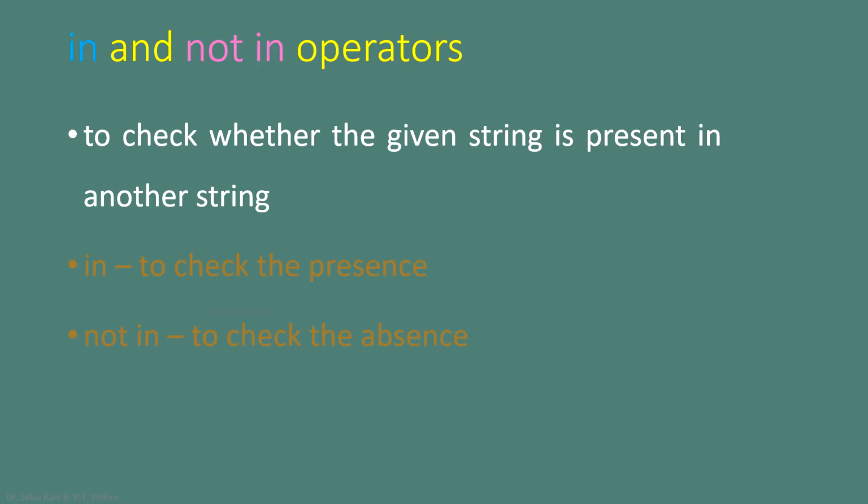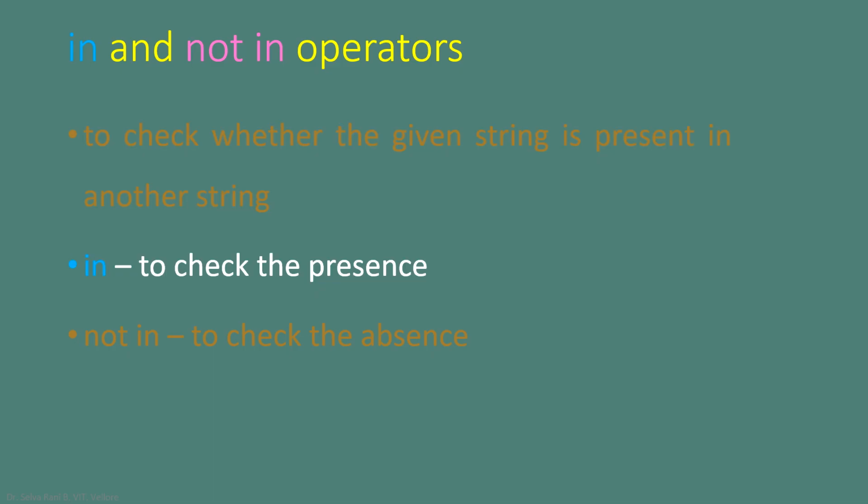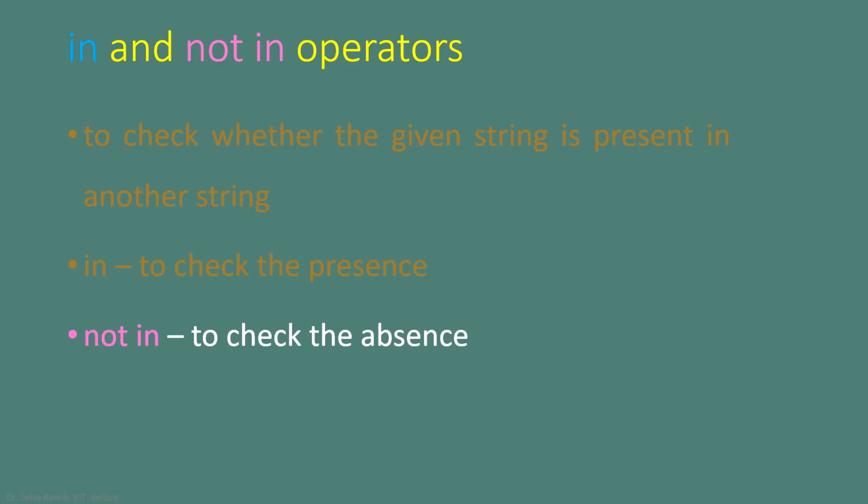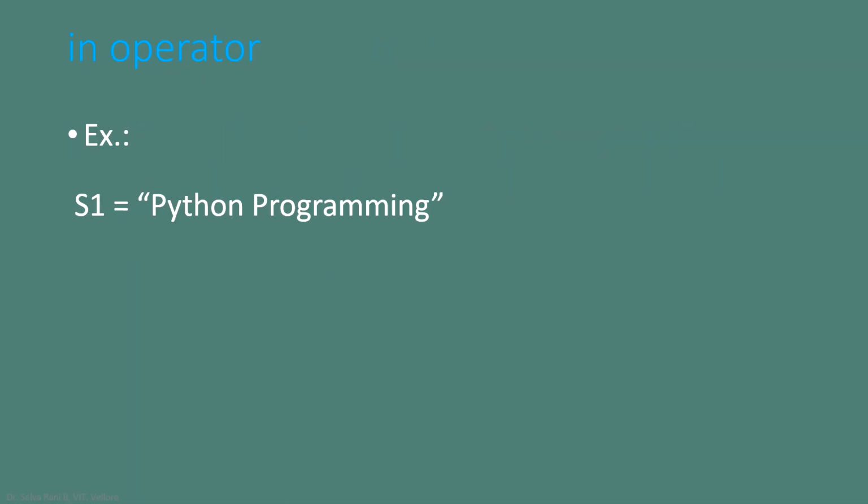Next one, the membership operators, in and not in. These operators are used to check whether the given string is present in another string or not. The operator in is to check the presence, whereas not in is used to check the absence of one string in another string. Let's see about in operator. Let S1 is equal to Python programming, and we are checking programming in S1. It means we are checking whether programming is present in the string S1. Yes, it is true.